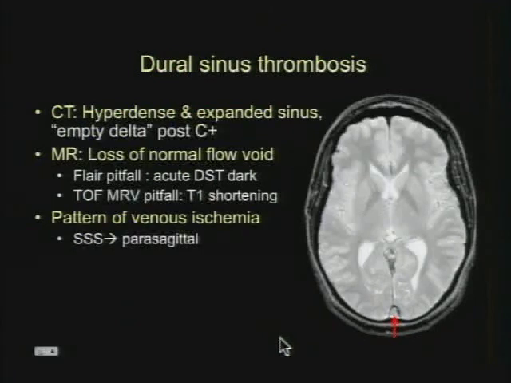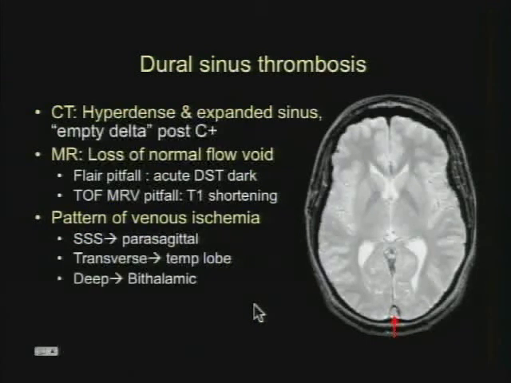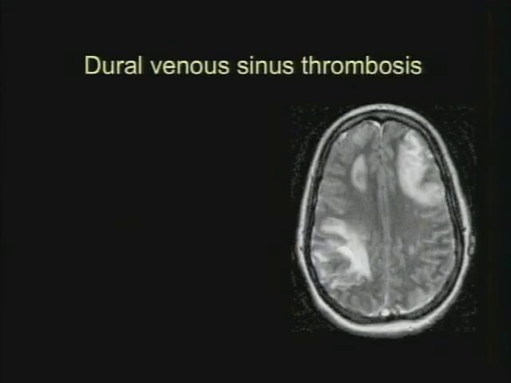The patterns of venous ischemia: when it's a superior sagittal sinus, it's often parasagittal. When it's a transverse sinus, you often have abnormality in the temporal lobe, and with the deep sinuses look for bithalamic abnormality. And it's often overlooked, so be thinking of this one.